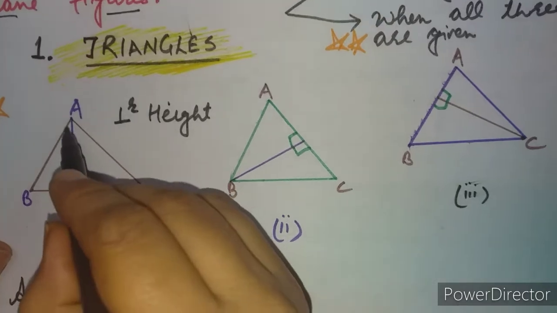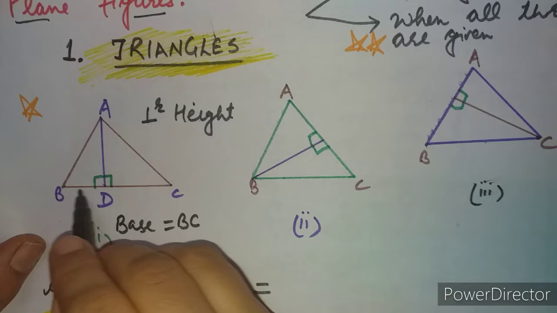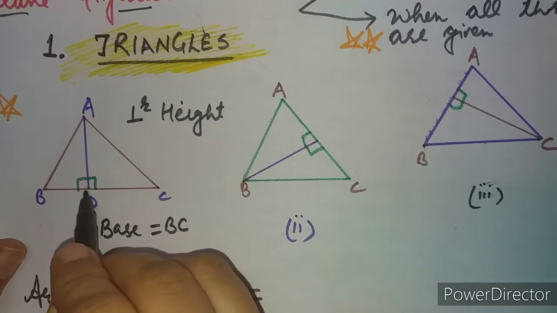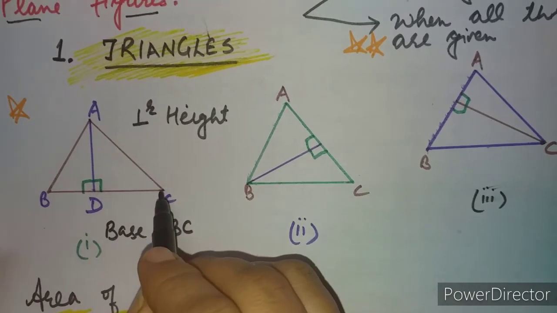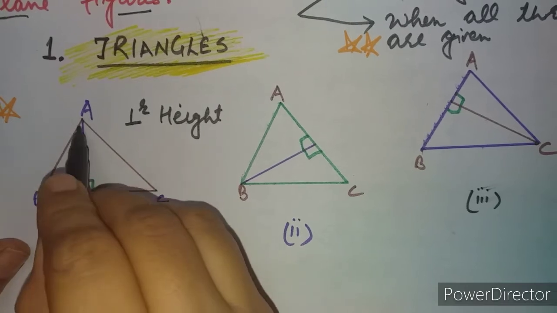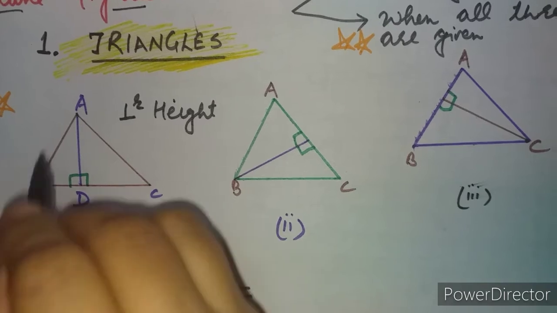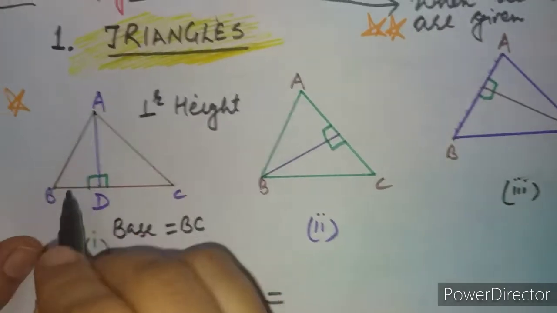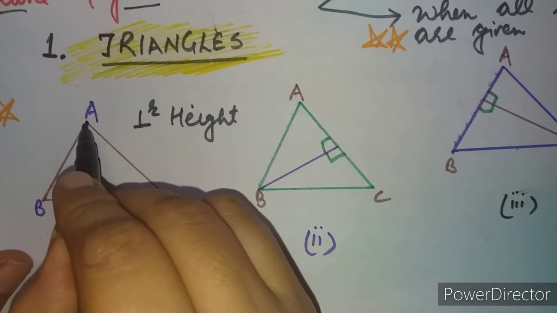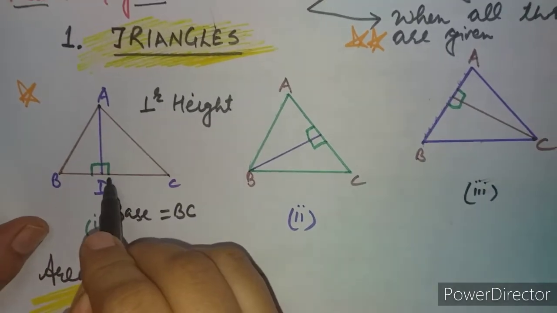Perpendicular height means that height of the triangle which drops a perpendicular of 90 degree on our base BC. We have taken up base BC, so corresponding to this base only, students, this is very important point, corresponding to this base BC only we have to drop a perpendicular height. Okay, that have to be drawn always from the opposite vertex. Remember, what is the opposite vertex of base BC? The opposite vertex of base BC is point A. Okay, so from point A we have to drop a perpendicular height.